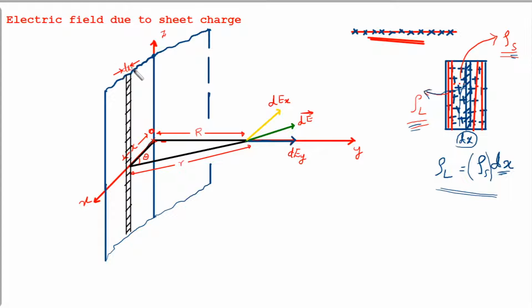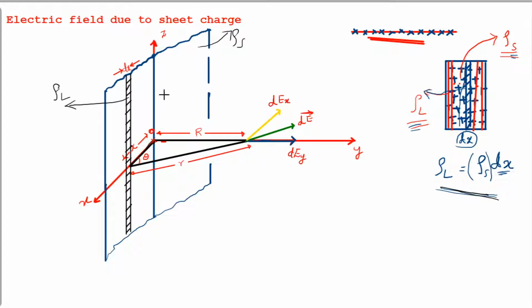sheet, width dx. So this particular width will have how much? Charge density rho L. Agree? Because I can consider this as a portion of line charge. Right? Because the sheet charge is made up of so many line charges, and this small portion dx will be a line charge. So the density of this particular portion only is rho L, and for the entire sheet it will be rho S. So this equation rho L equal to rho S dx is applicable here also.